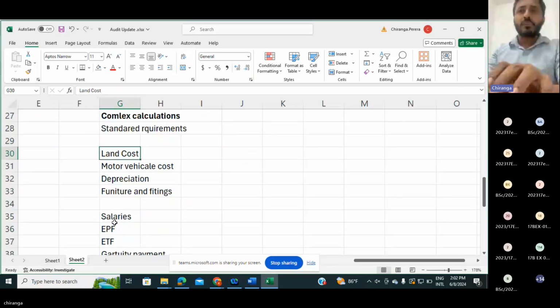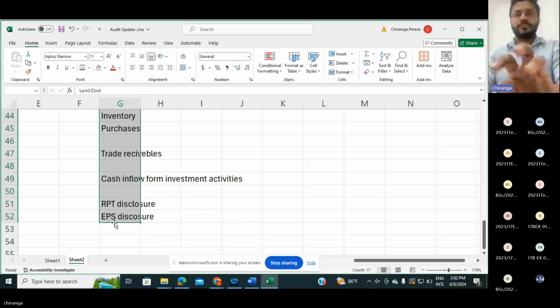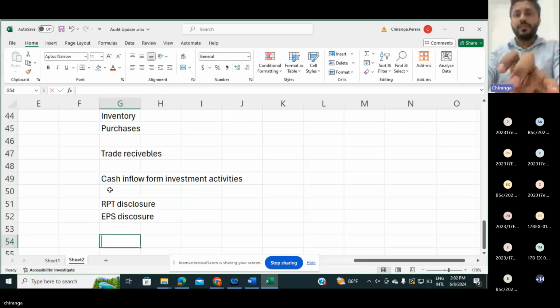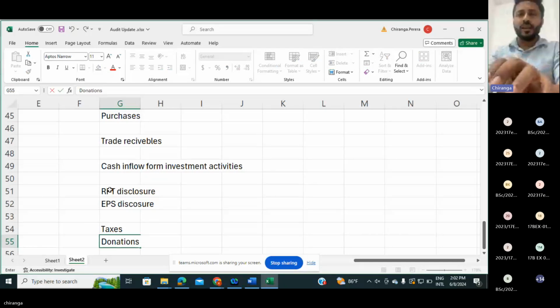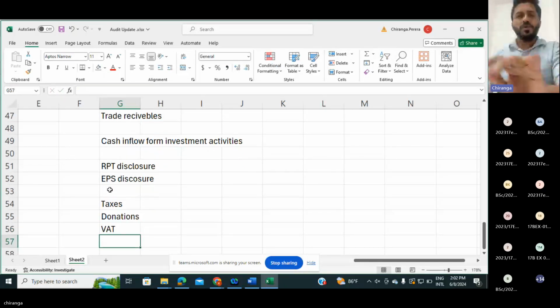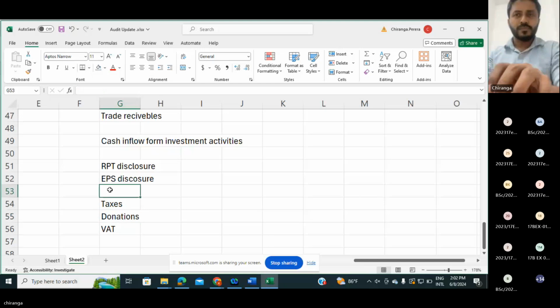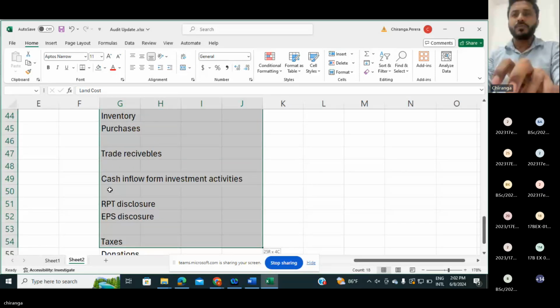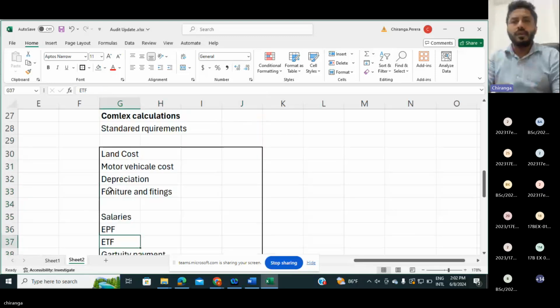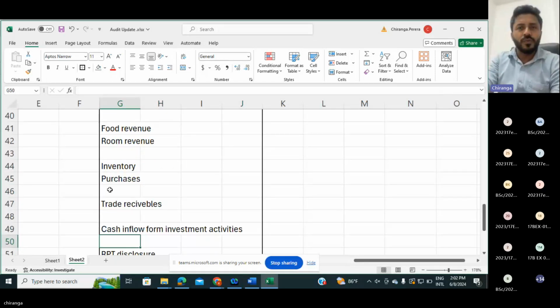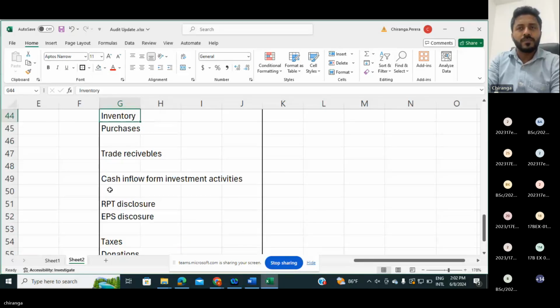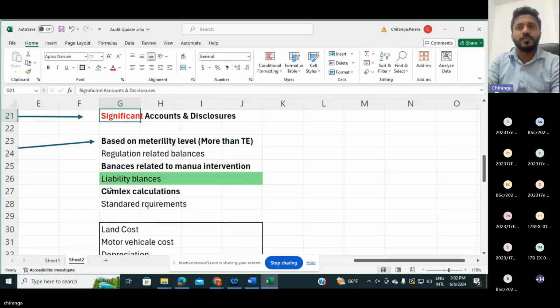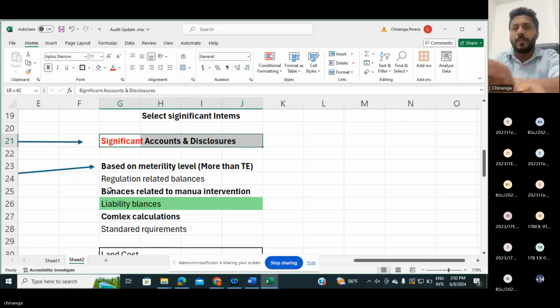For that, we have selected these critical balances. So for these things, definitely we put taxes, donations, regulatory related things, VAT. All those things should be added. Right? So now we have a list of significant accounts and significant disclosures. For the audit, we need to verify these balances only. So this step is done: significant accounts and disclosure selection.